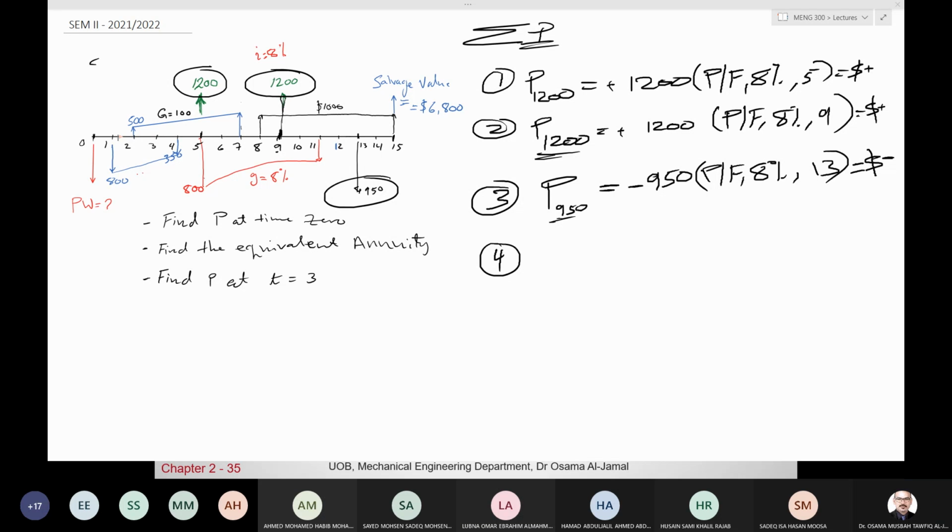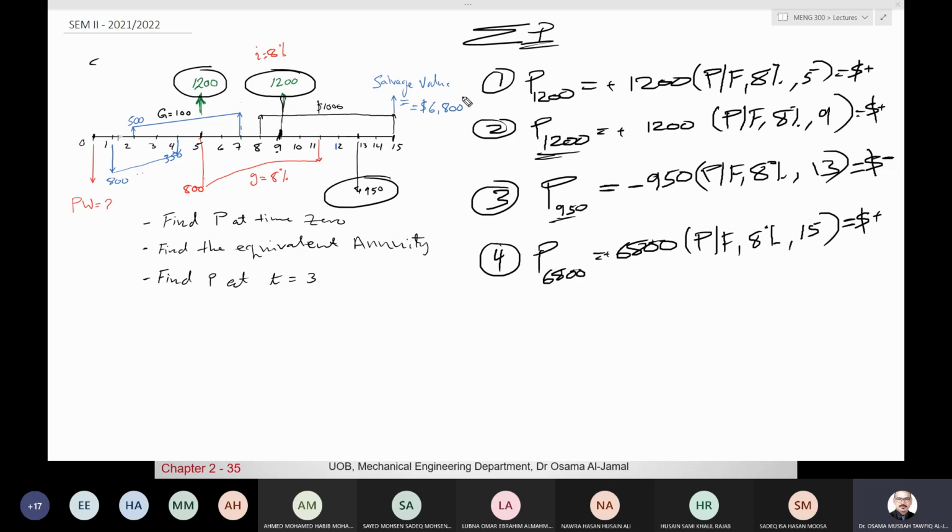Fourth one. Noura, yes, tell me about the fourth one, which we have in here, 6,800. Positive 6,800, P given F, 8%, 15 years, and the answer here will be positive. It has to be in positive sign.